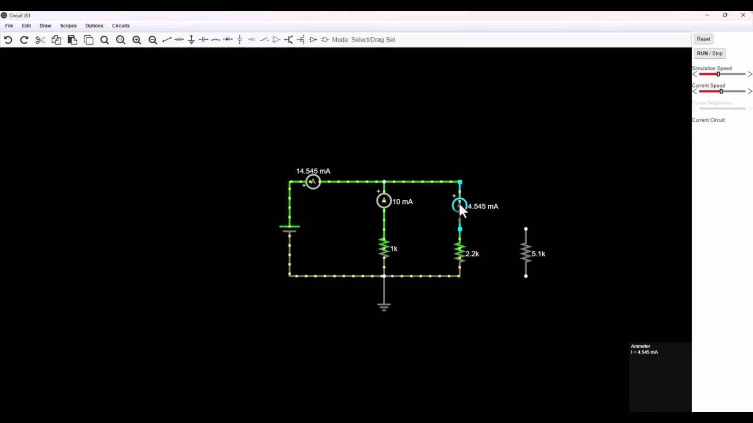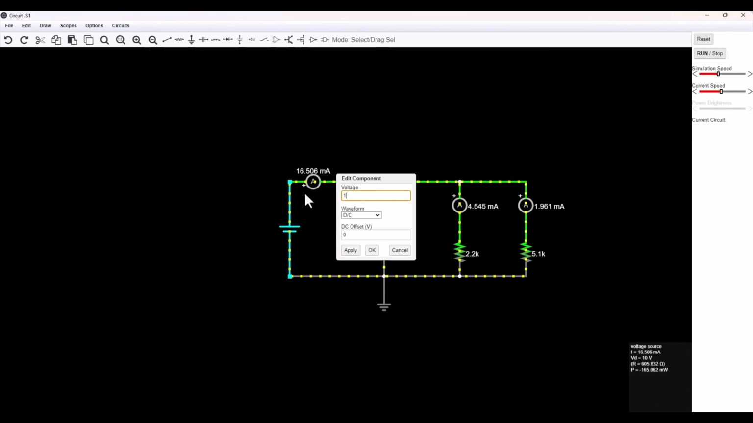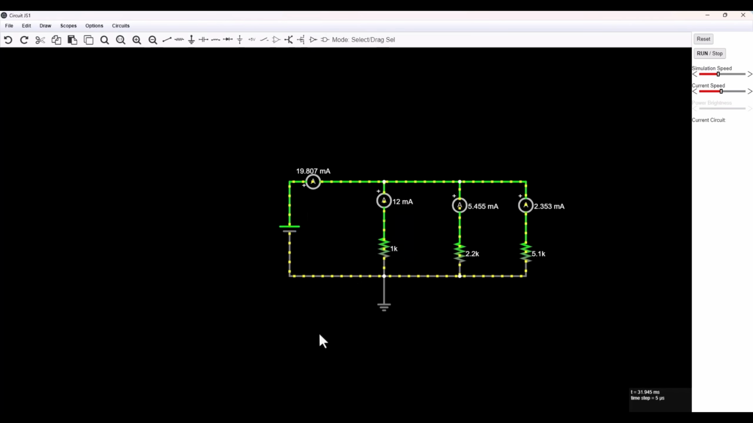So the only thing we have to do is connect this ammeter over here, then hit W, connect another wire, hit another W, connect over here, and then change the voltage source, make sure it is 12 volts. Hit OK. So let's find all of the currents. 19.8 milliamp as a total current, that is completely right. I do have the 1K, which should be 12 milliamp, completely right. 2.2K, 5.4 milliamp, right. And 5.1K, 2.3 milliamp.